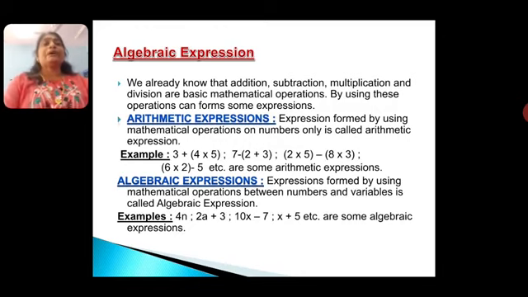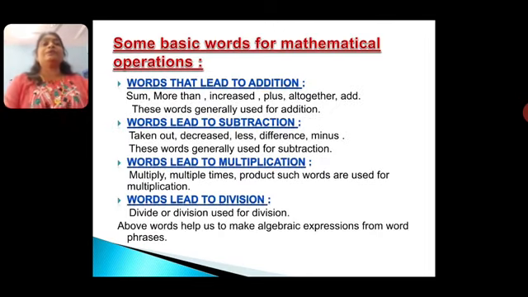Now, algebraic expressions. Expressions formed by using mathematical operations between numbers and variables are called algebraic expressions. Students, in algebraic expressions we use both numbers and variables, and the mathematical operations apply on both. Some examples of algebraic expressions are 4n, 2a plus 3, 10x minus 7, x plus 5, etc. Here n, a, x are the variables.